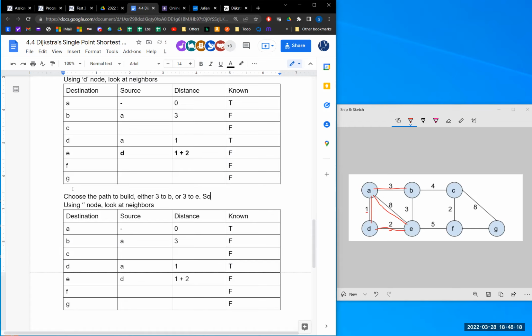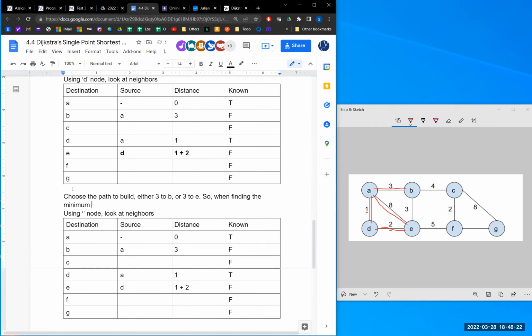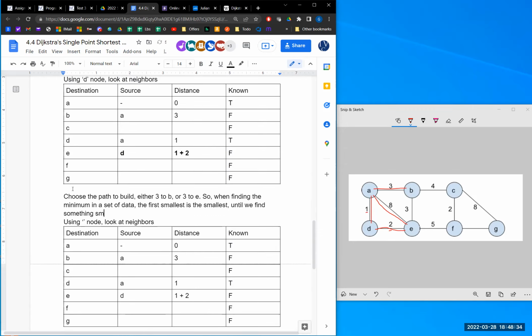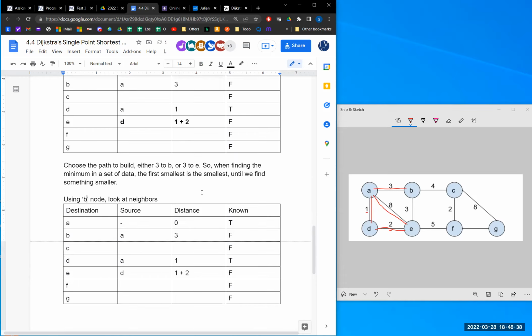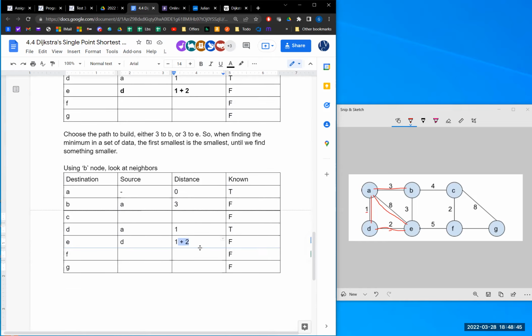All right, so when finding minimum in a set of data, the first smallest is the smallest until we find something smaller. Right, so B is the first smallest node that we found based on the distances. So that is the path that we're going to use. Just go ahead and update this 1 plus 2 to a 3. Keep the table simpler.